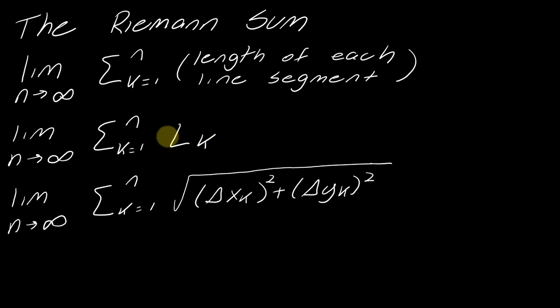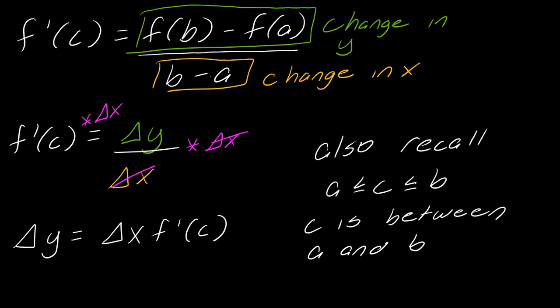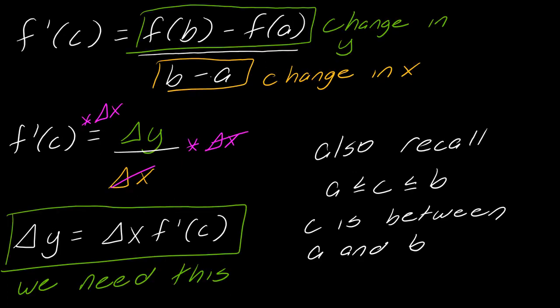I just talked about this. The lengths of these line segments we've represented with this formula, right? This is the distance formula with the delta x sub k and the delta y sub k. Now, the thing is that usually with a Riemann sum, we would prefer to have everything in terms of x. So I would like to rewrite this delta y sub k. And I can do that by using this thing right here. This is what we need. This is why we talked about the mean value theorem, because it's going to allow me to switch out my delta y in terms of x.